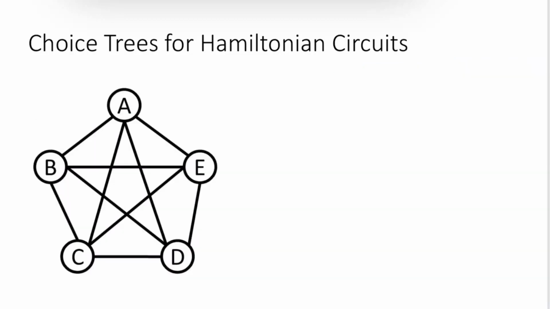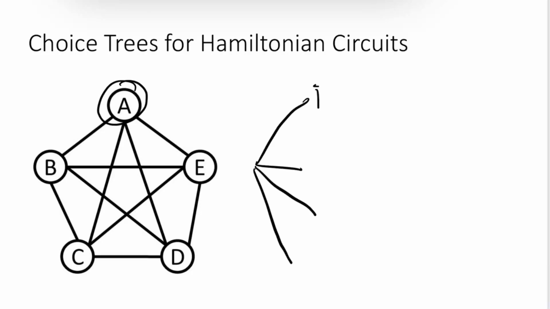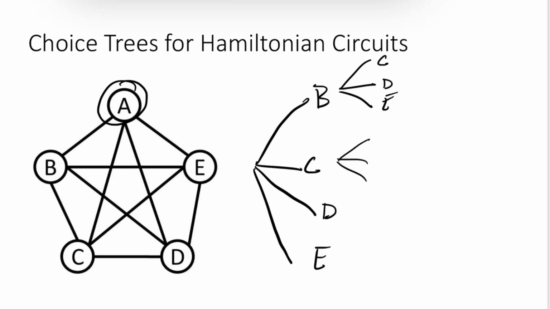So we can use the same strategy to find the number of Hamiltonian circuits in a complete graph with 5 vertices. So I could say, okay, well, let's say I start at vertex A again. Well, from vertex A, I have 4 different choices of where I could go. I could go to B, or to C, or to D, or to E. And then if I choose B, then I have 3 choices of where I could go, which would be C, D, or E. And all of these ones would also have 3 choices.